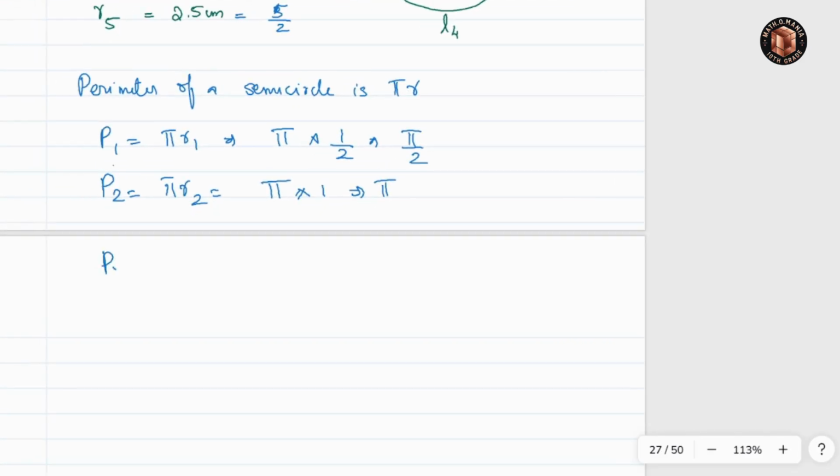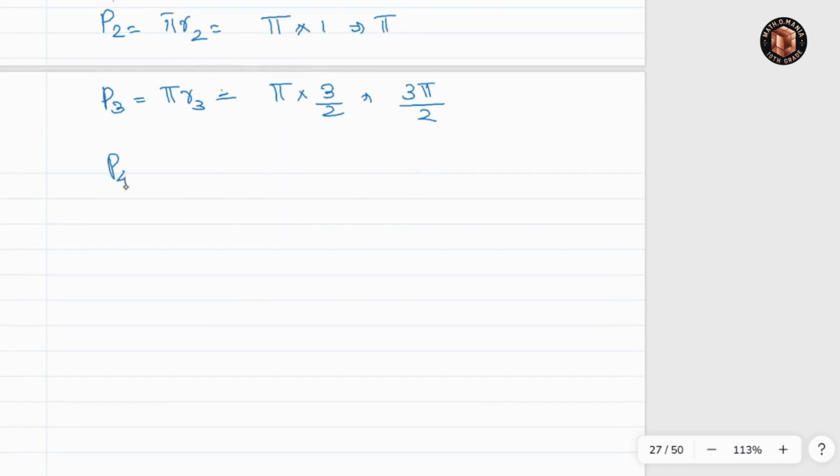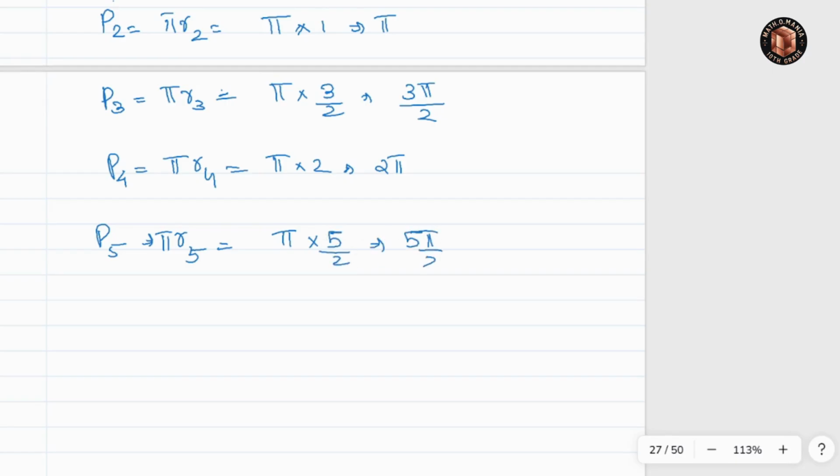Now, what is P3? P3 equal to pi into R3, which is equal to pi into 1.5. 1.5 means how much? It is equal to 3 by 2, which is equal to 3 pi by 2. Again, P4. P4 equal to pi into R4, which is equal to pi into 2, which is equal to 2 pi. Then comes P5. P5 equal to pi into R5, which is pi into 2.5. 2.5 means 5 divided by 2, which is equal to 5 pi divided by 2.